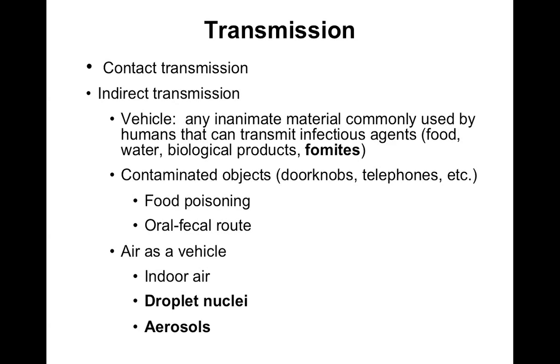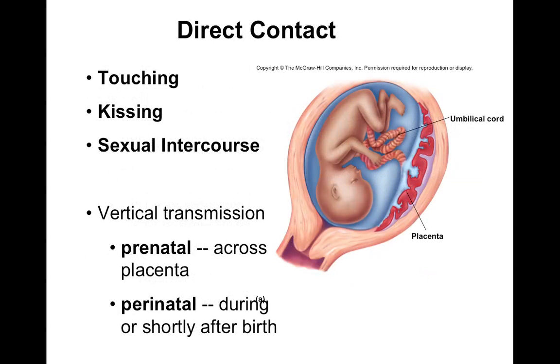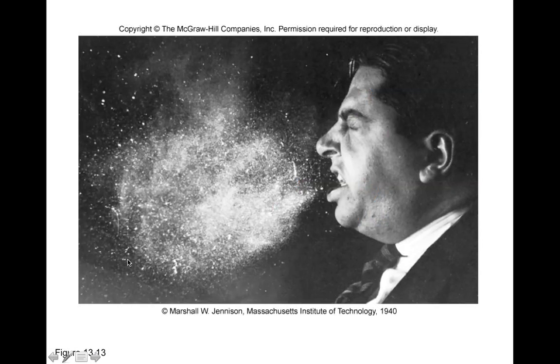Or droplet nuclei. These are the larger water droplets, which fall to the ground fairly rapidly, but they carry a lot of organisms with them, so they do become fairly infectious. Direct contact is touching, kissing, sexual intercourse. Prenatally, that's crossing through the placenta, or perinatally, that's during or shortly after birth. So HIV is transmitted perinatally, but toxoplasmosis is transmitted prenatally.